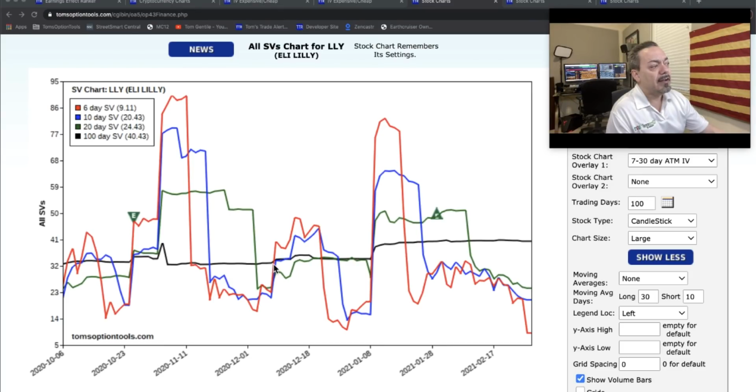This is like a moving average, but this is moving statistical volatility. It has moved higher over the last 100 days as the short-term statistical has dropped quite a bit lower. What does this tell me? It tells me that this is a quiet stock right now.